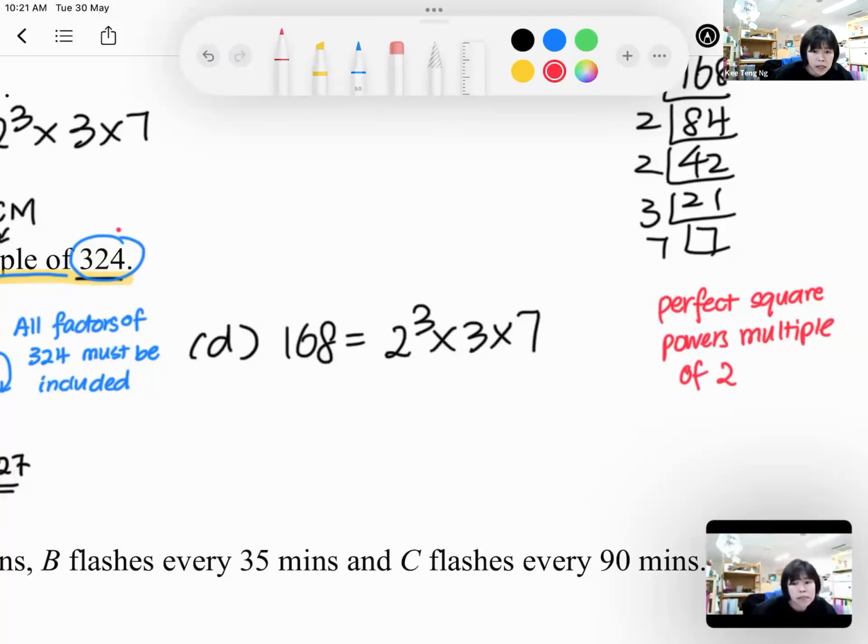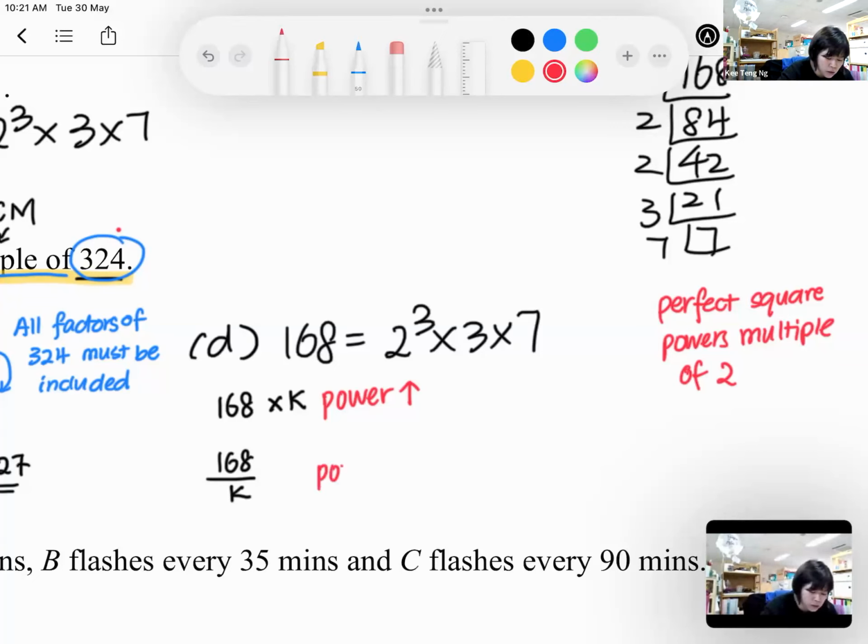Okay, commonly there are 2 types of question. Okay, you need to take note. First one, although the answer may be the same, the thinking concept behind it will be different. If I have 168 multiplied by k, the power increases. Okay, if I were to have case number 2, 168 divided by k, what happens? When I do multiplication, the power increases. But now if I do division, what will happen to my power?